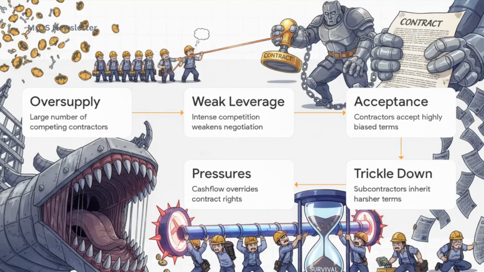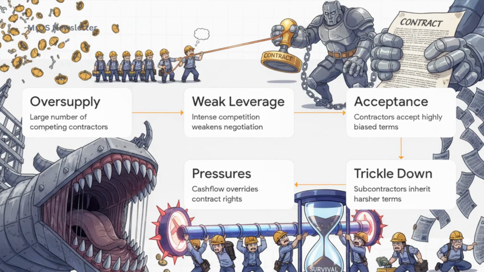Well, a fascinating dissertation from the British University in Dubai confirmed that there is a deeply systemic imbalance going on here. Let's walk through this vicious cycle step by step. Step 1, you have a massive market oversupply of contractors, all competing aggressively for a limited number of high-value megaprojects. Step 2, all that intense competition completely destroys their negotiation leverage. Contractors basically can't push back because, well, somebody else will just step in and take the job. Step 3, this forces them into just accepting these highly biased contracts to keep the lights on.